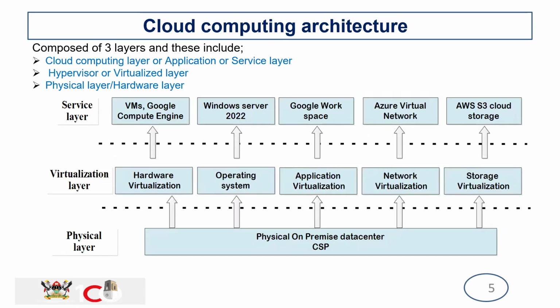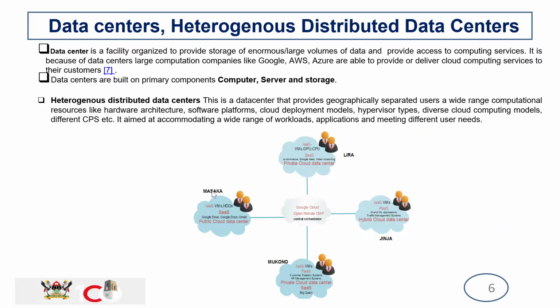Now this diagram shows the infrastructure or the architecture that makes up a cloud computing environment. It consists of layers: the physical layer, the virtualization layer, and then the service layers. A data center is a facility that's dedicated to provide enormous storage of large volumes of data. It is built on components of computer, server, and storage. It is through data centers that cloud service providers are able to provide cloud computing services to the end users.